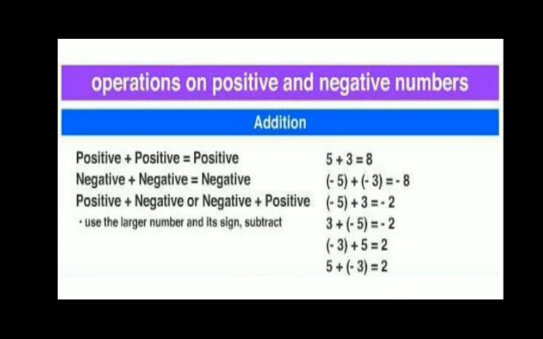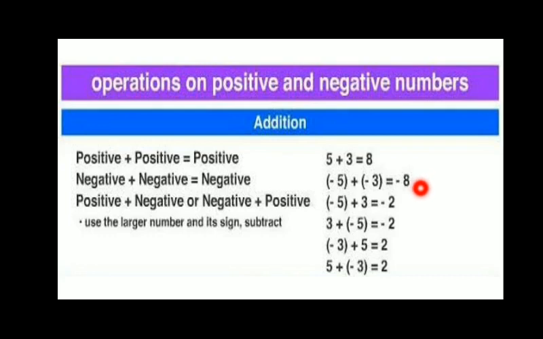First, in addition, 5 plus 3 is equal to 8. You all know. Next, minus 5 plus minus 3 is equal to minus 8. In these two cases, signs are same. So we need to add the numbers and write the same sign as it is.